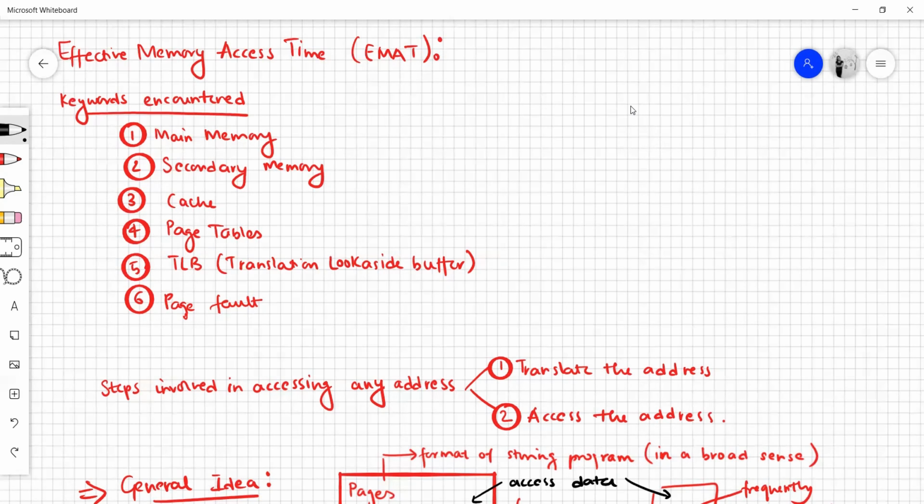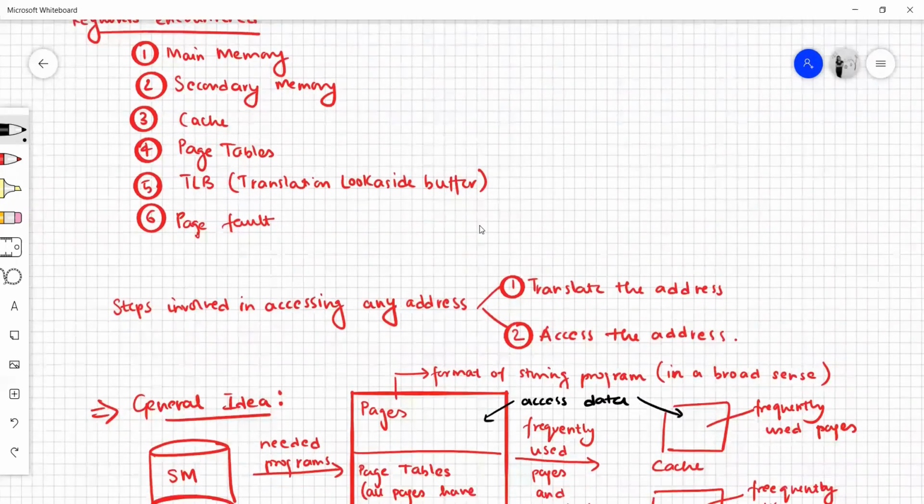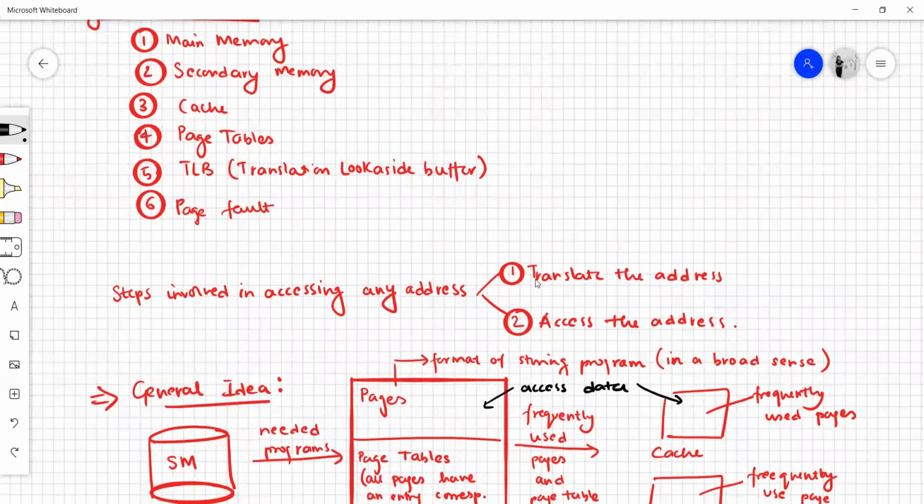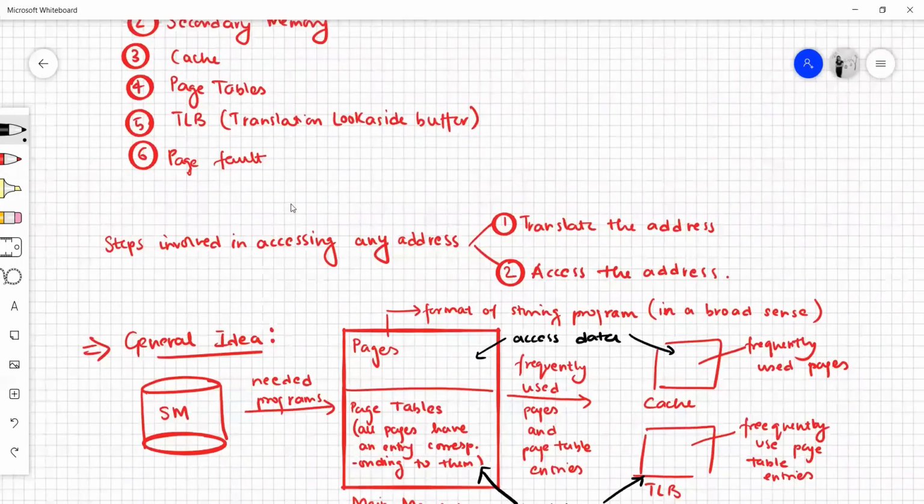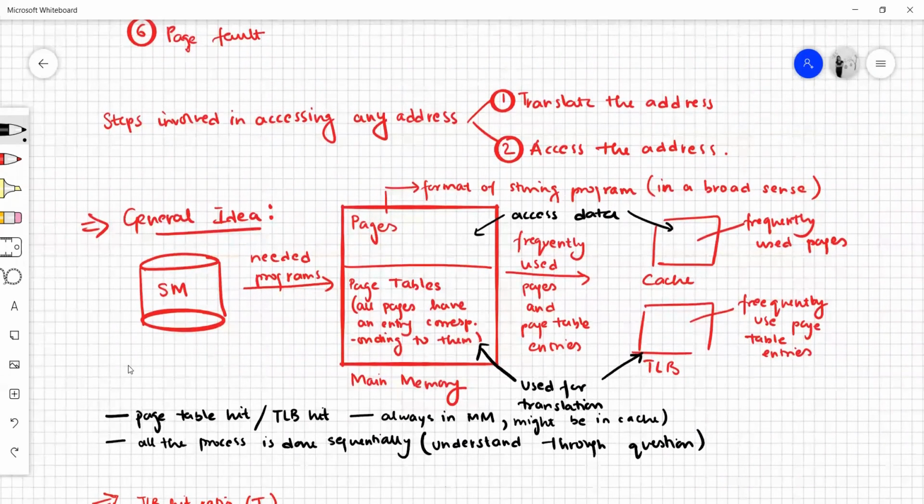Okay, so first of all, I just want to tell you that there are two steps involved when we are accessing any address. The first step is translating the address, and then we access the address from whatever we got after the translation part. Okay, so there is this diagram.